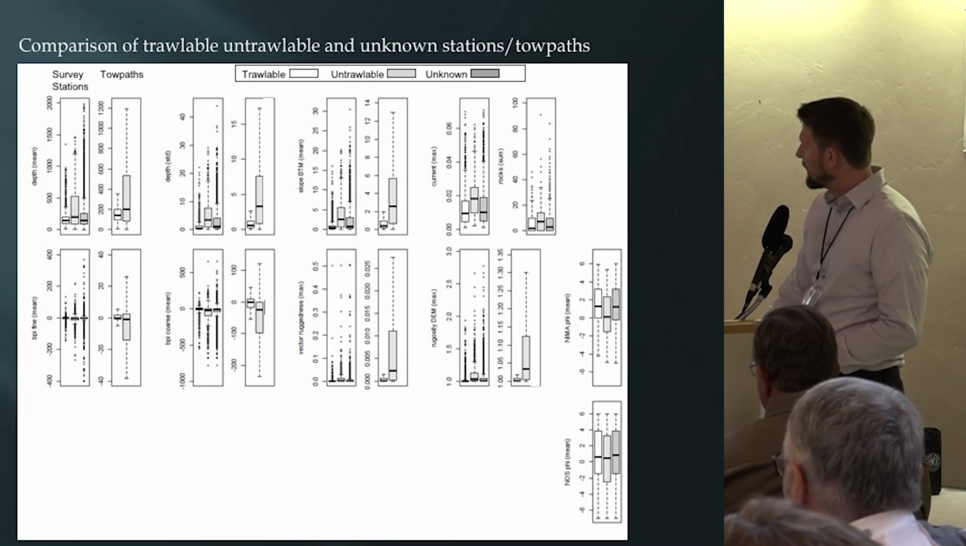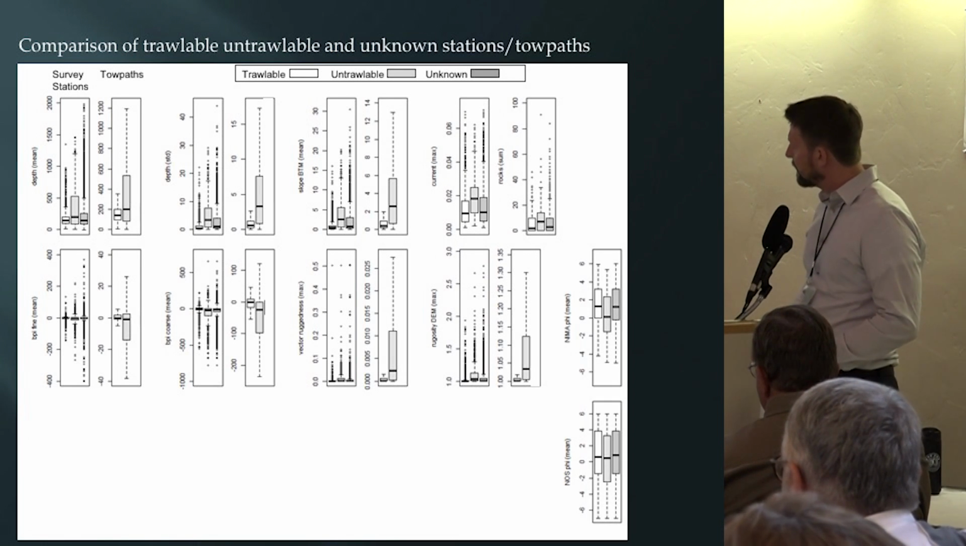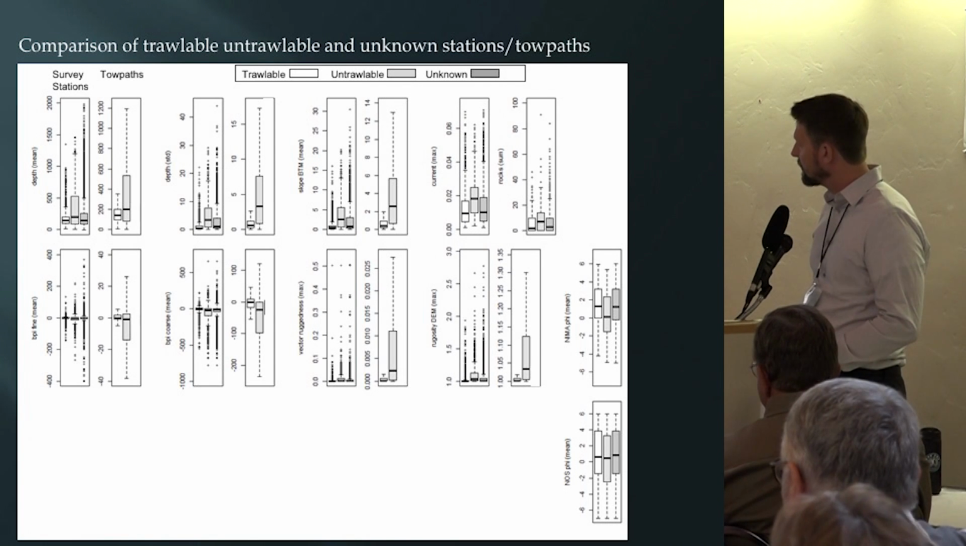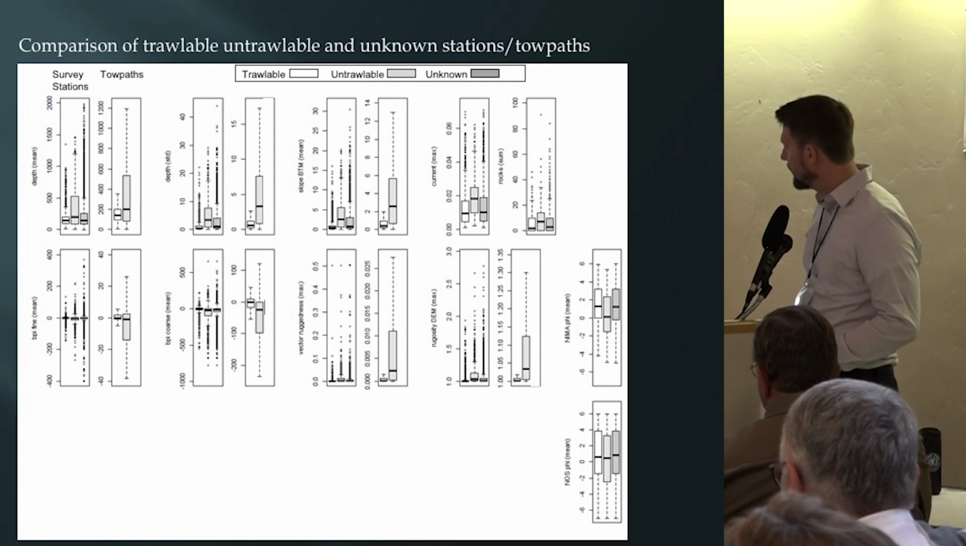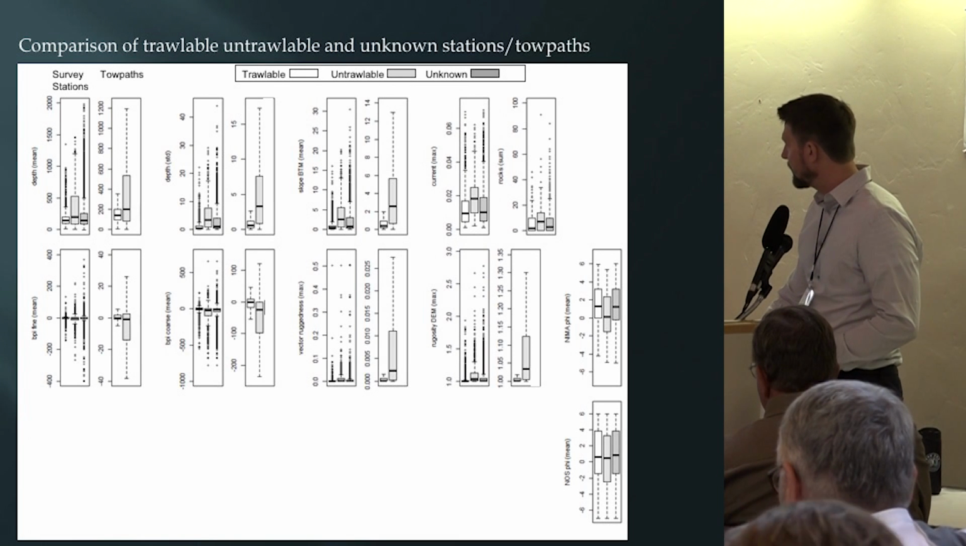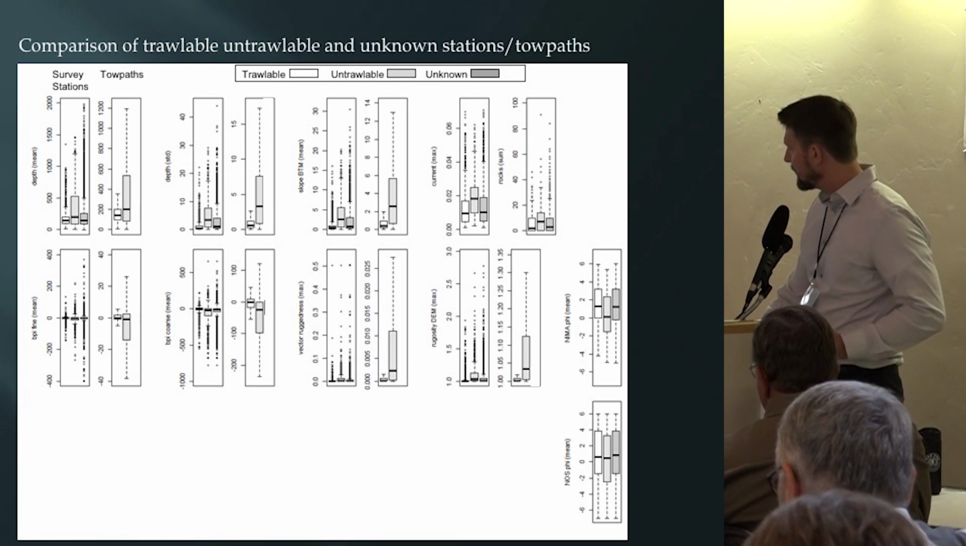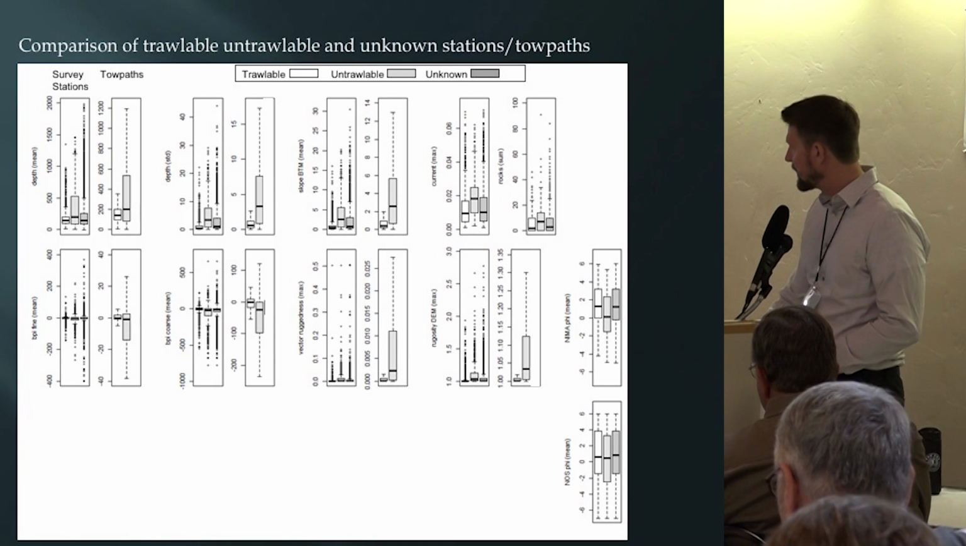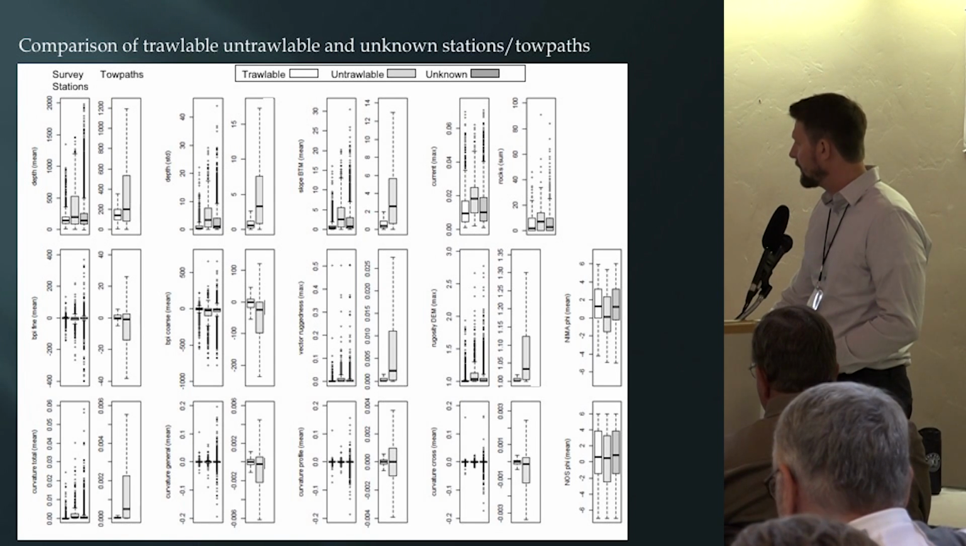We see that with sediment here, negative numbers are associated with more coarser substrates, so that's why you see the shift in the relationship here where the untrawlable is lower. It refers to more coarse substrates. And then that was true across four different measures of curvature as well.